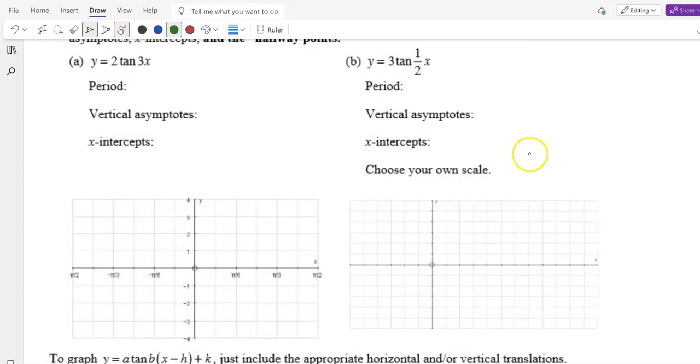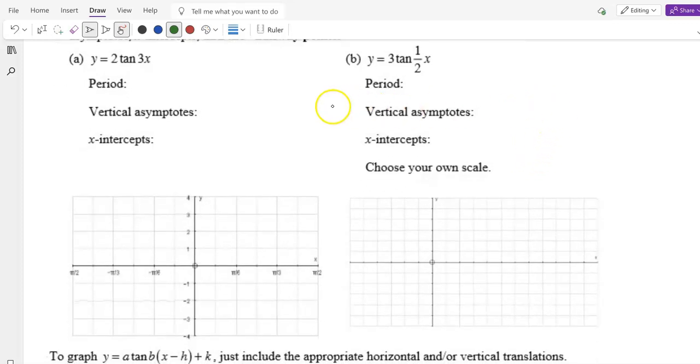So as we do it, we'll understand better. Okay, so the period is pi upon 3. The vertical asymptote is pi upon 2 times 3, so pi upon 6. But there should be 2 vertical asymptotes. There will be many.